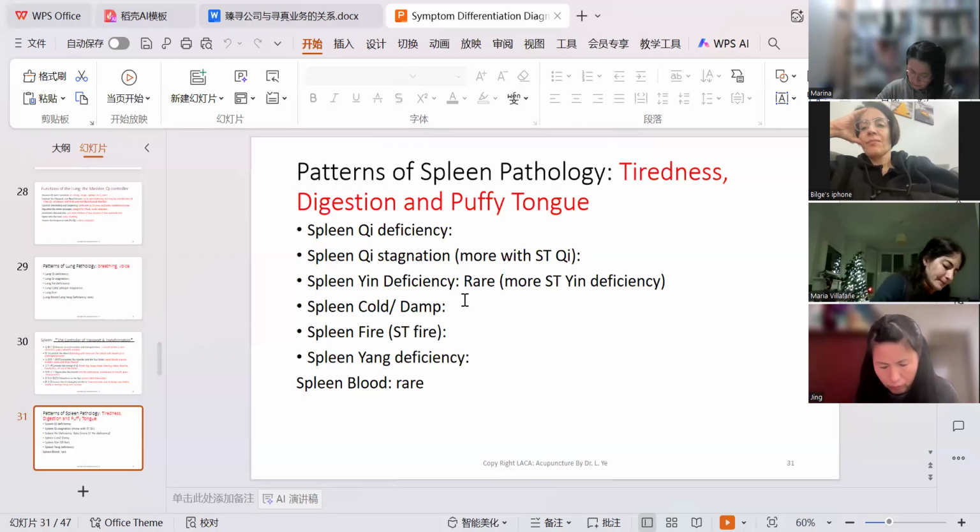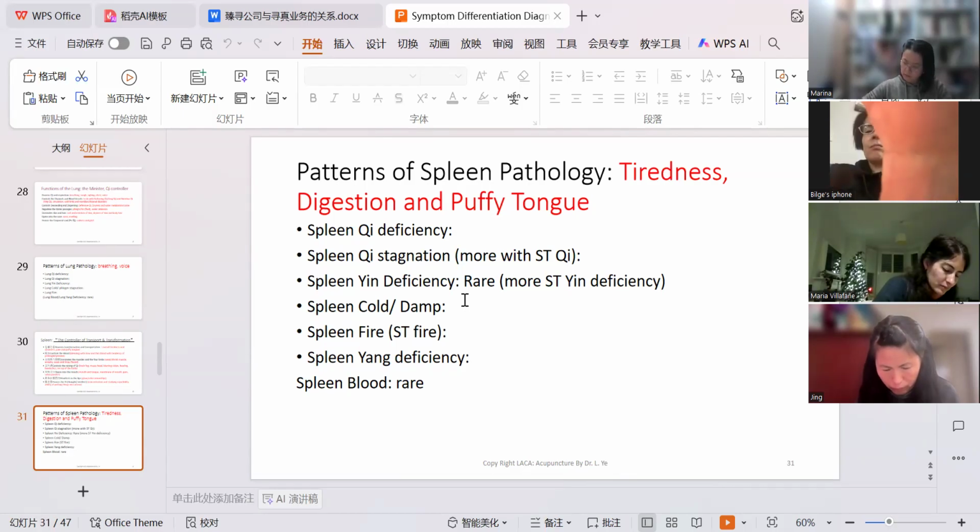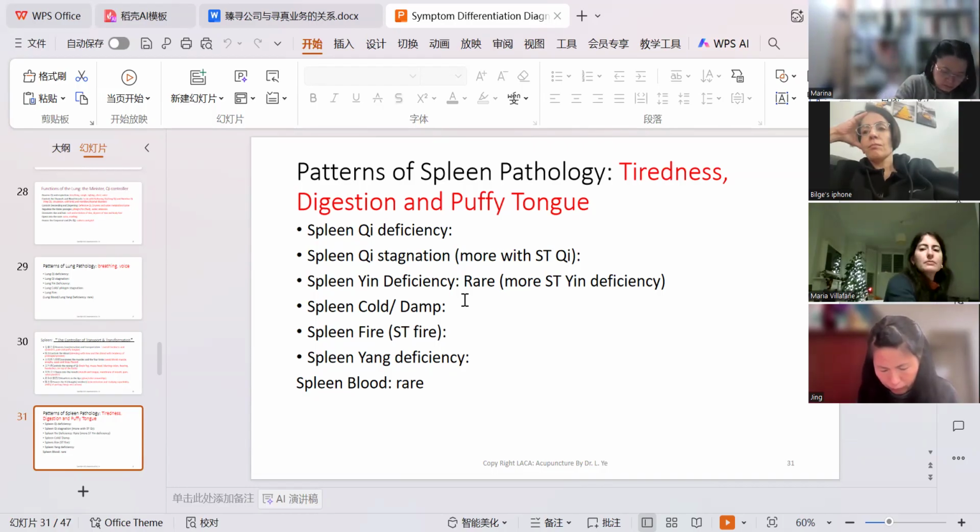A pattern of spleen pathology, typical keywords are tiredness, digestion, and puffy tongue. So three keywords, remember: generally feeling tired. And then anything to do with digestion, like eating, appetite, bloating, acid reflux, or even bowel movements. Any change can be a sign of the spleen.